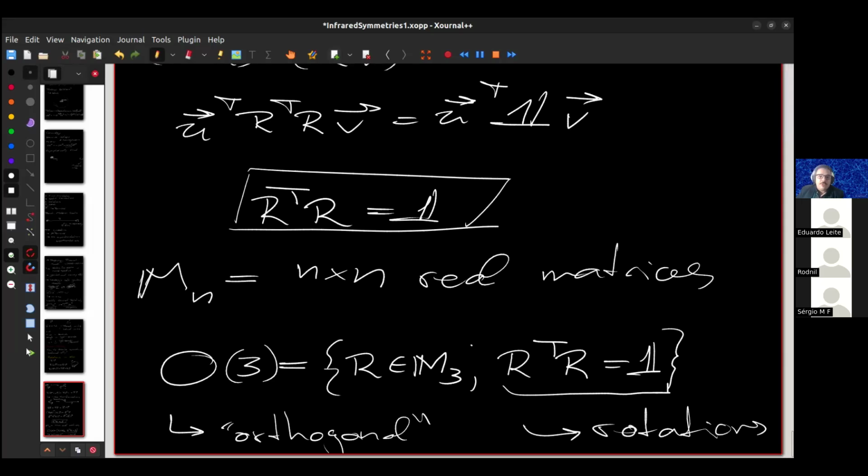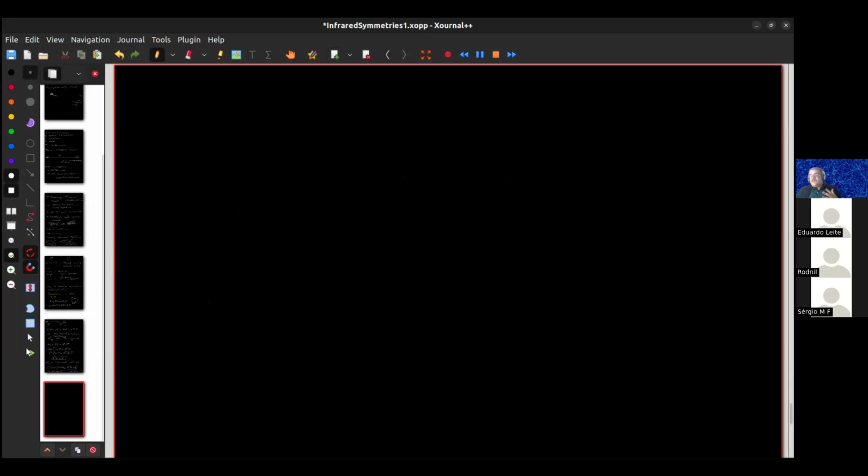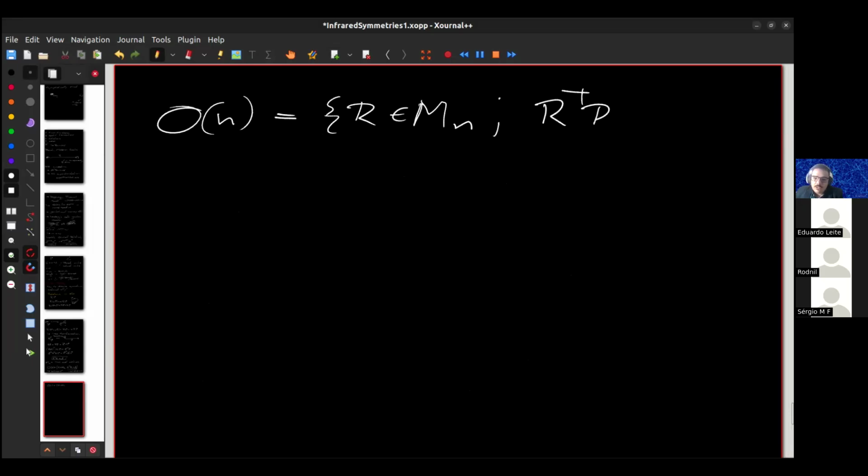We could be a little bit more general. If instead of working in 3 dimensions, we chose to work in n dimensions, then, using the very same calculations, we would get On, the n-dimensional orthogonal group, which is just the set of n by n real matrices such that the matrices are orthogonal.